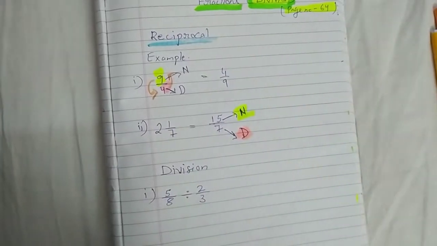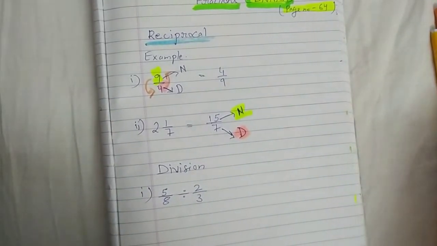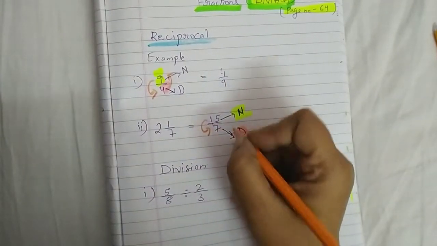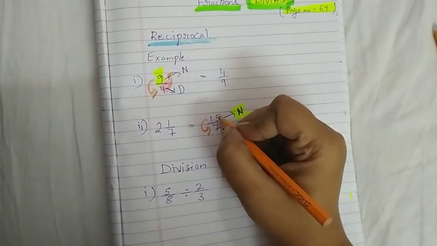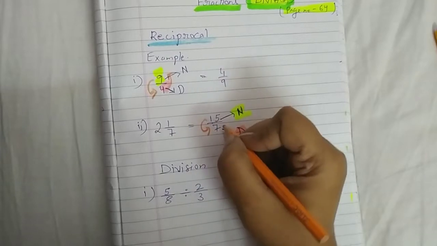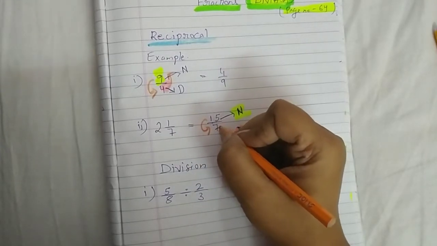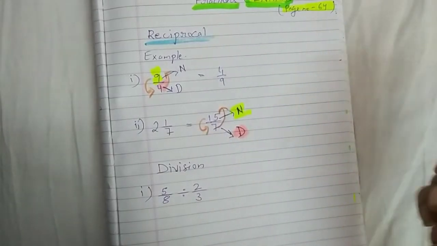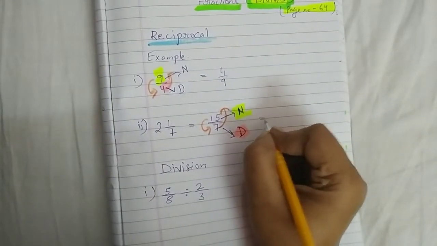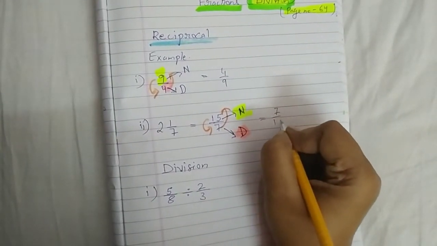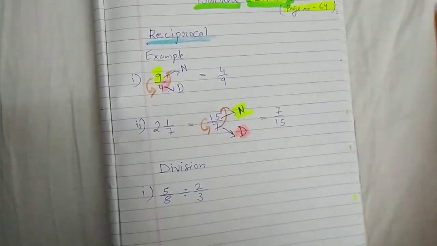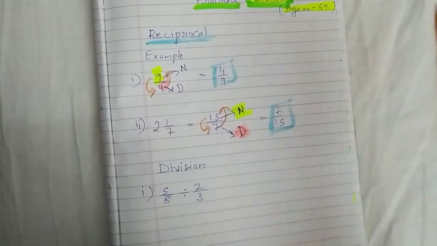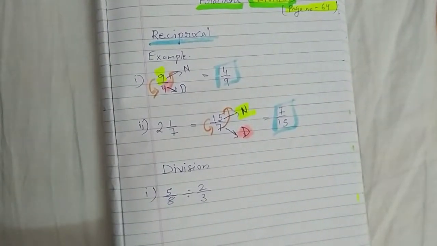15 is numerator and 7 is denominator. Now, if I ask you to reciprocal it, this numerator 15 will become denominator, and denominator 7 will become numerator. So how am I going to write it? 7 upon 15. Yes, so this is reciprocal. This much is clear?